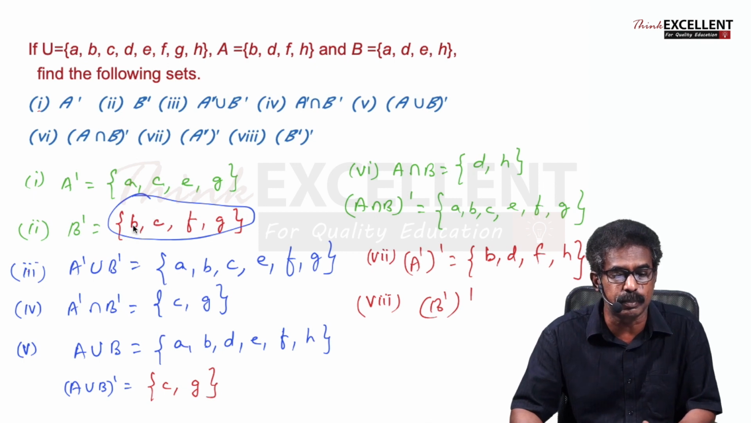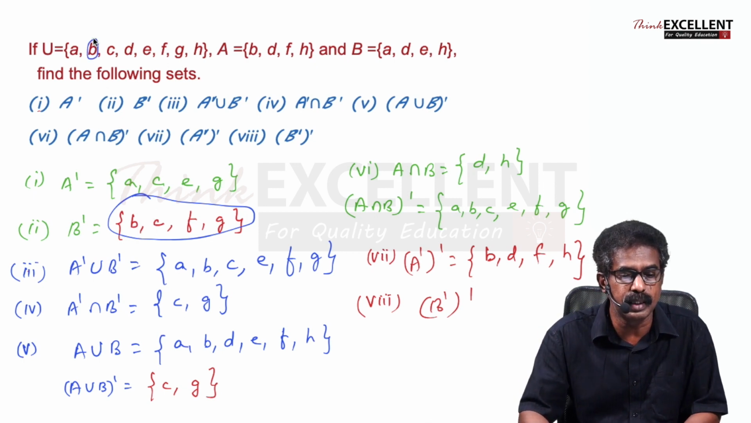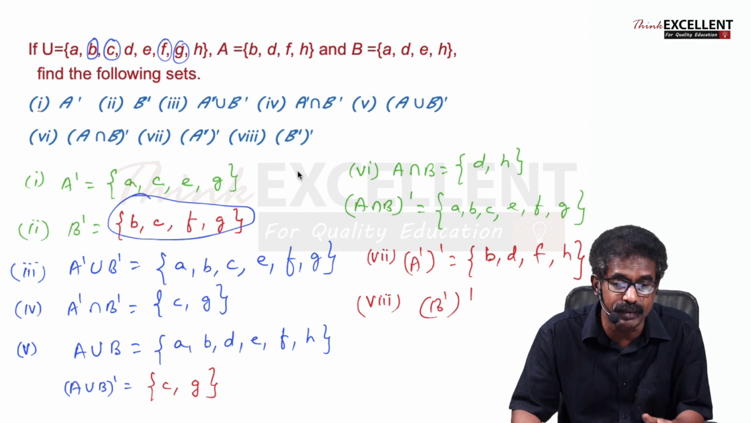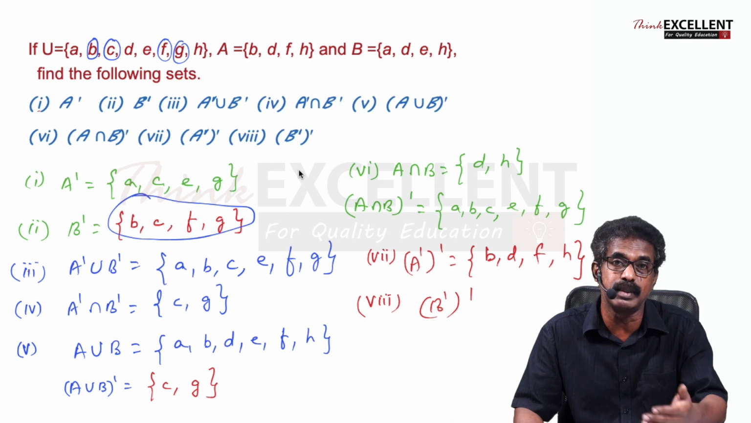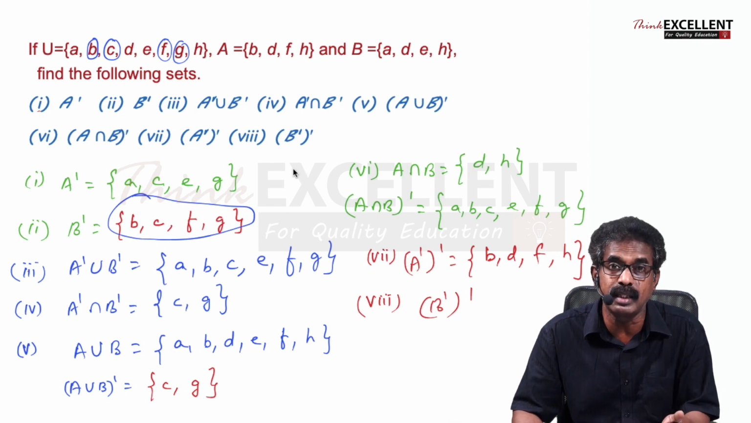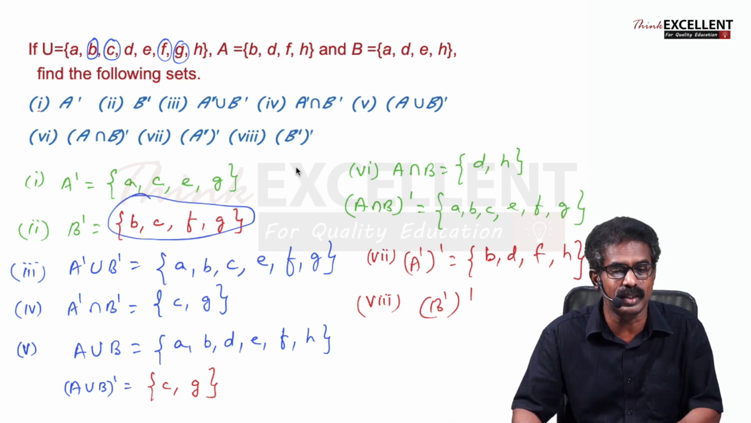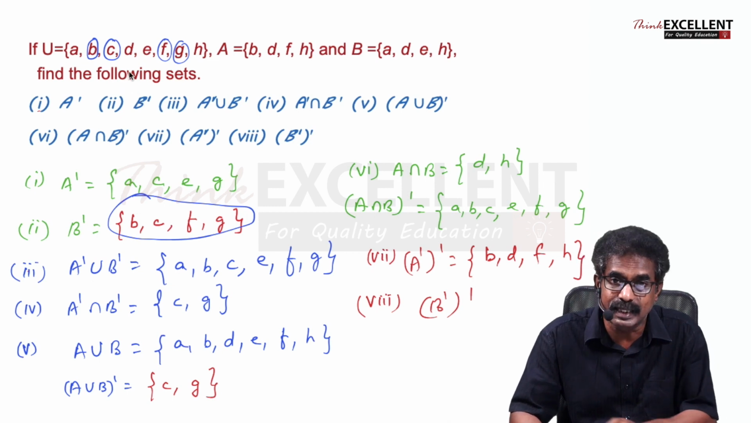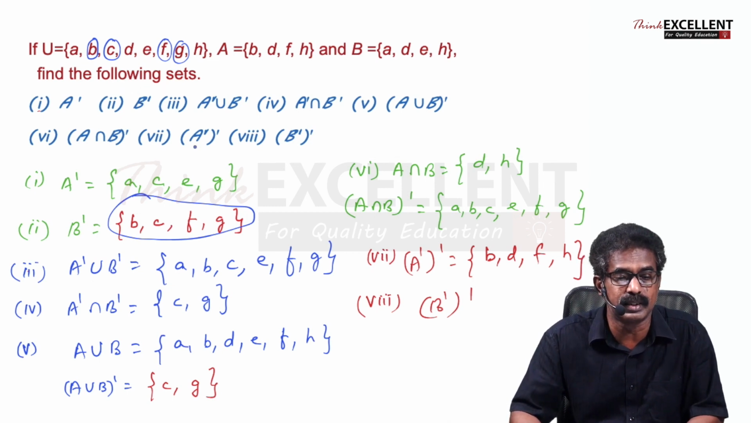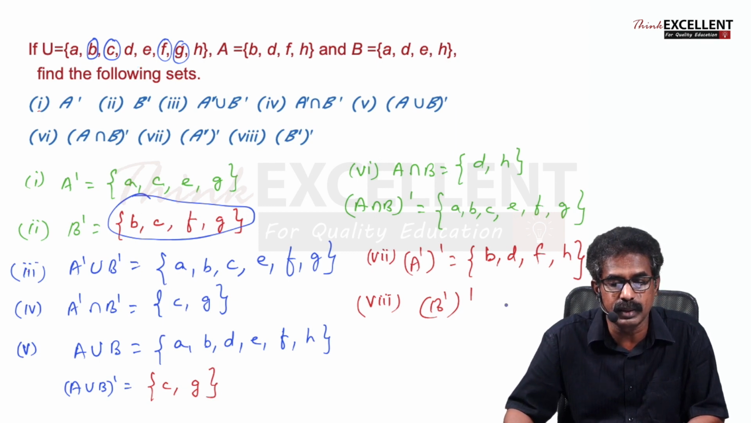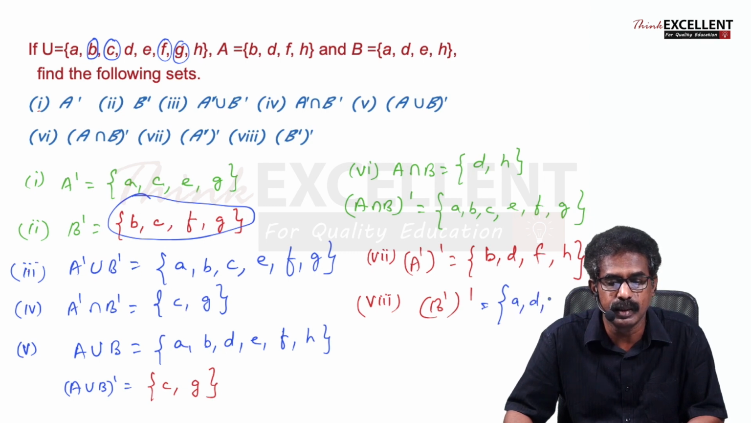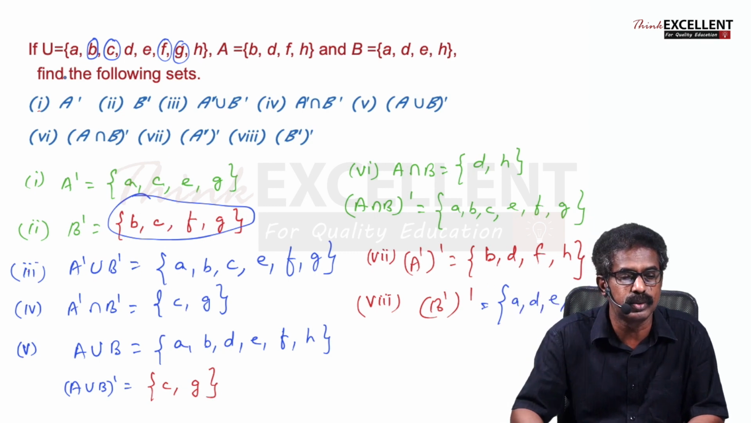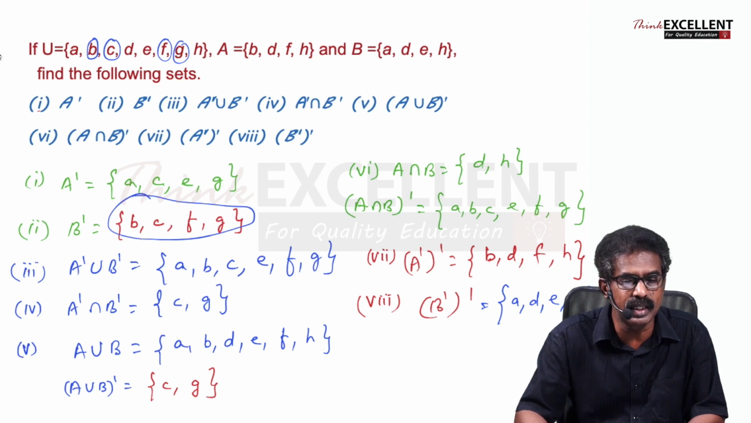So leave these elements B, C, F, G. These 4 elements leave it, because B dash the whole dash means elements which are not in B dash but in the universal set. Okay, so in the universal set there are 8 elements. Leave these 4 elements B, C, F, G. The remaining, what are the remaining elements? A, D, E, and H. So hope you understood. It's a very simple thing. Just use the universal set and write.